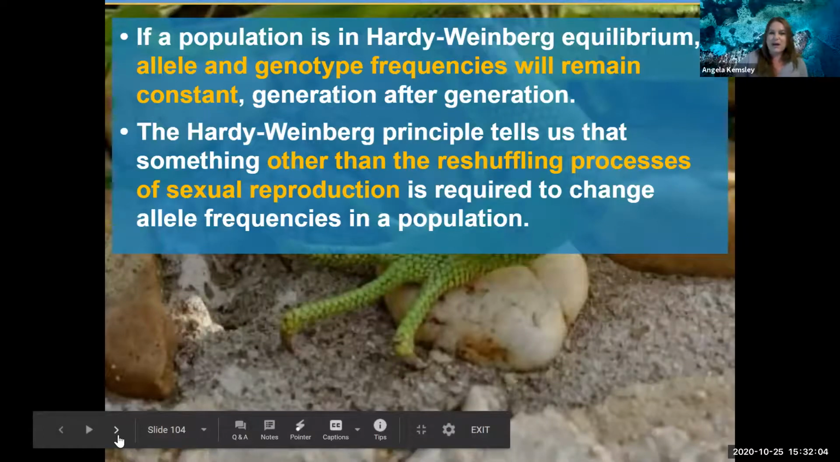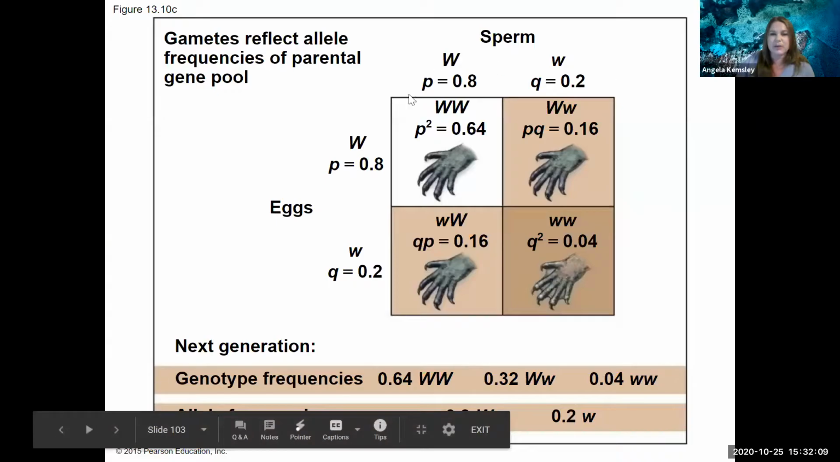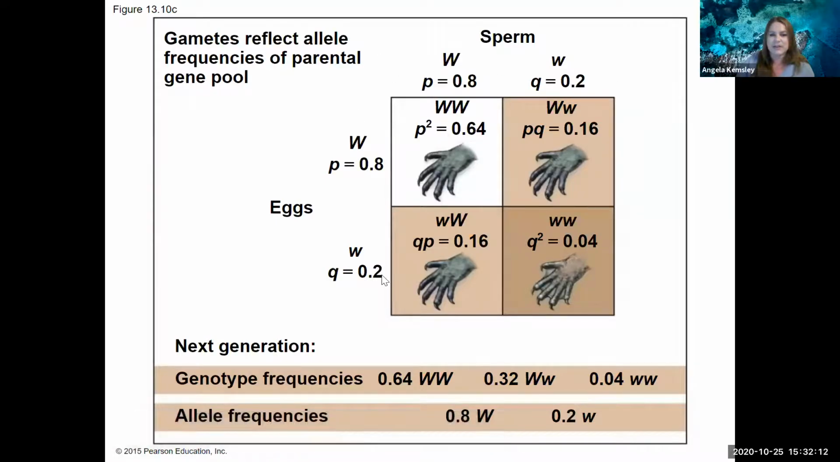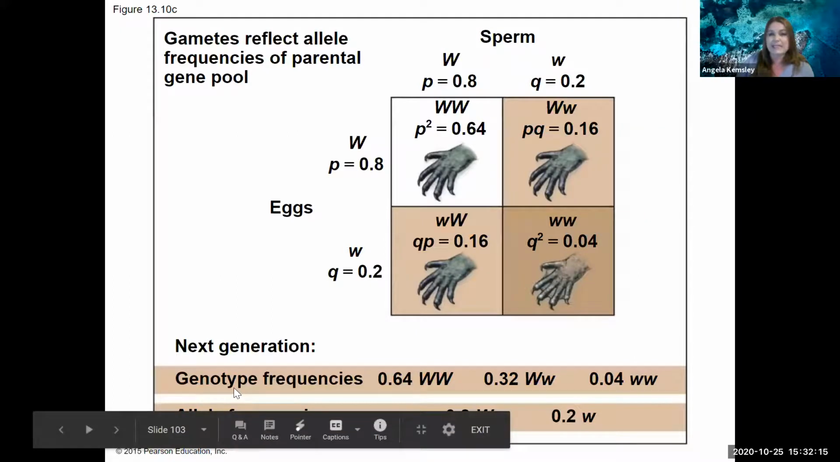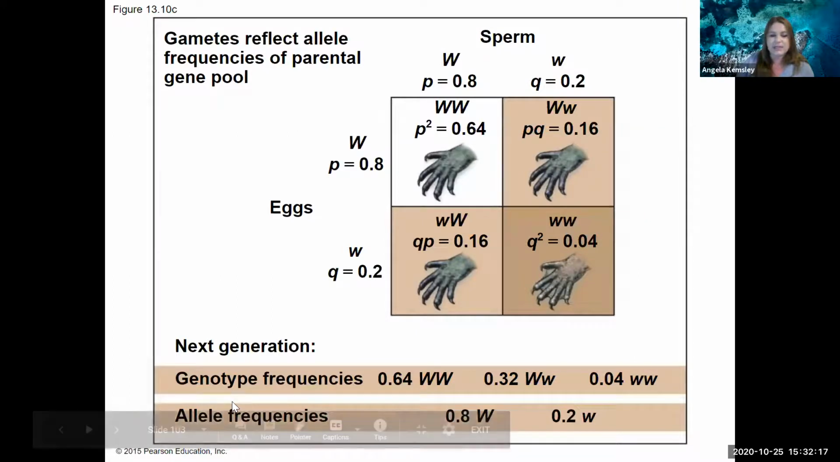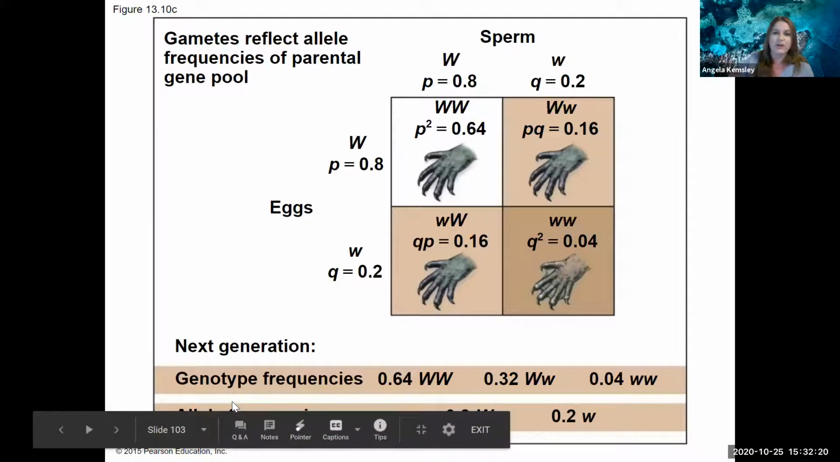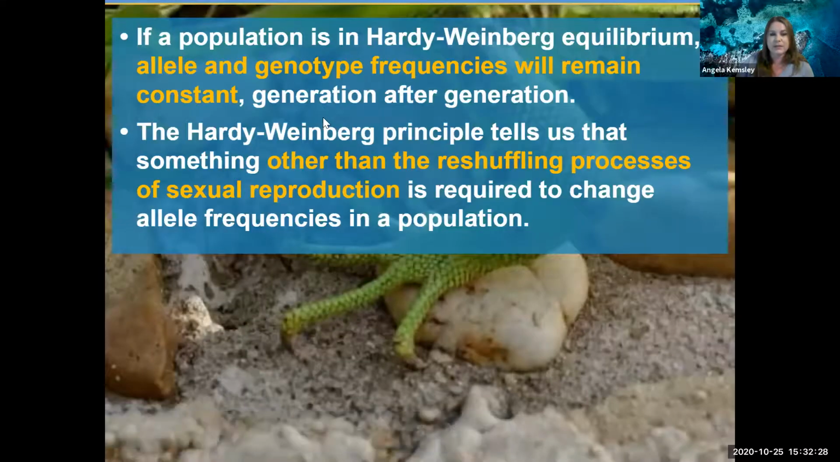So if a population is in Hardy-Weinberg equilibrium, allele and genotype frequencies will remain constant. Here, when we did that cross between the heterozygous individuals, we ended up with the next generation having the same genotype frequencies and the same allele frequencies. If you kept doing this over and over again, and the population is in Hardy-Weinberg equilibrium, you're going to keep getting the same results every single time. That's what we're seeing with this population of iguanas: the same genotype frequency and the same allele frequency generation after generation. So that's telling us that this population of iguanas is in Hardy-Weinberg equilibrium.